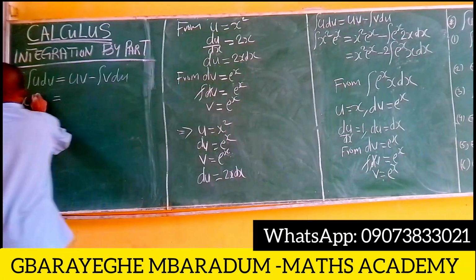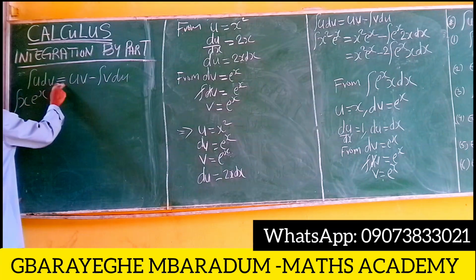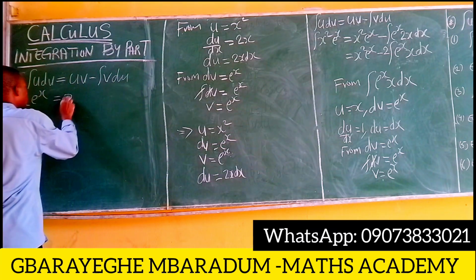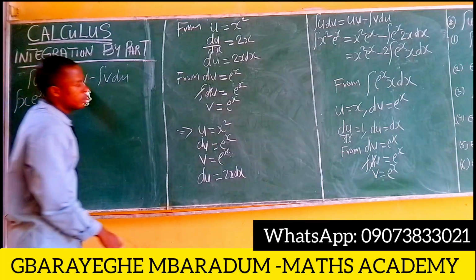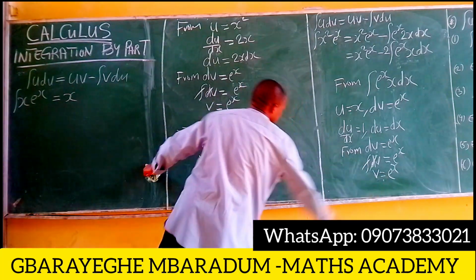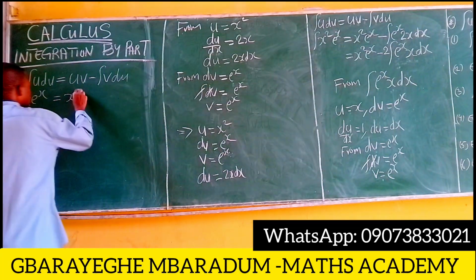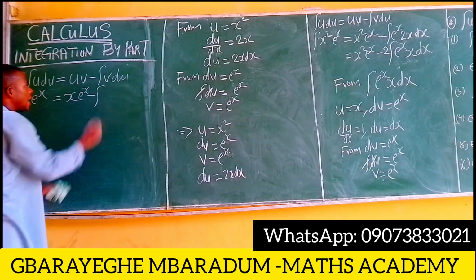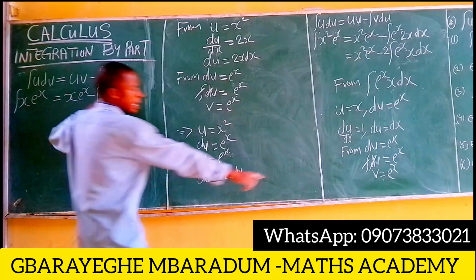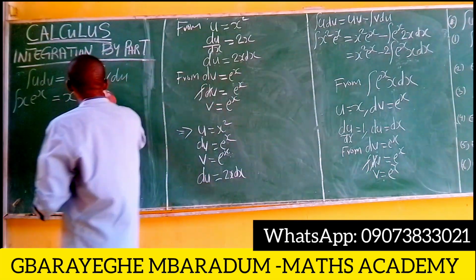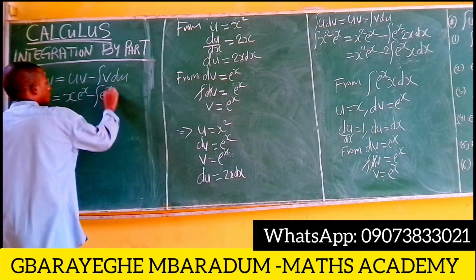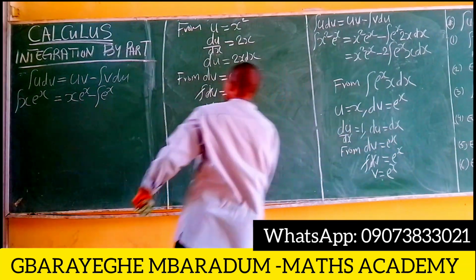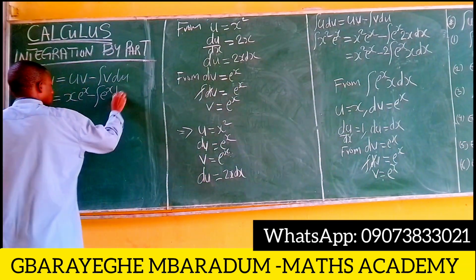So you put your exponential x here. Then equals to our U is x, right? You put your x here. Our v is exponential x. You put your exponential x here in place of this v, minus the integral sign. Our v is exponential x, you put it here. Our du is dx, so you put your dx here.